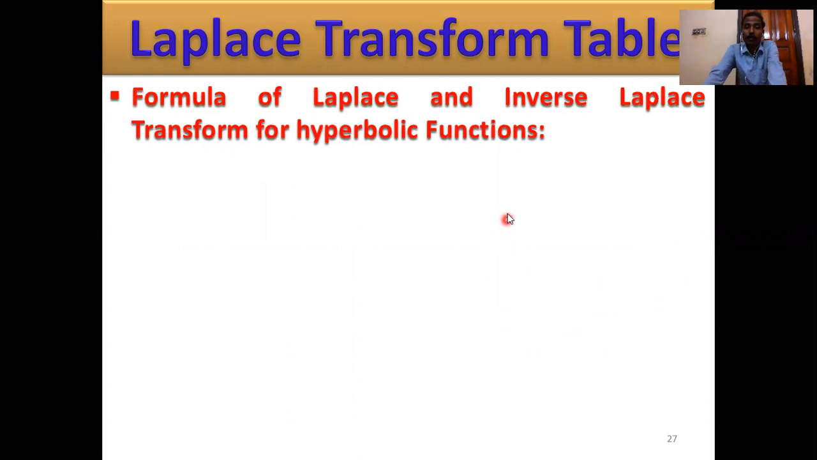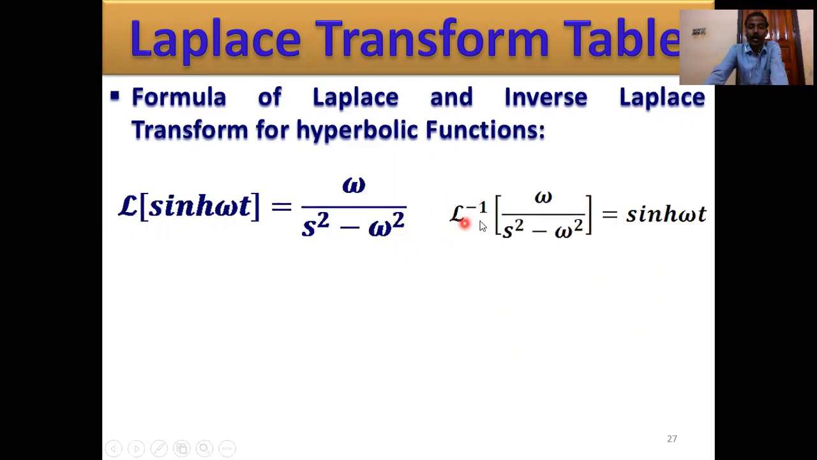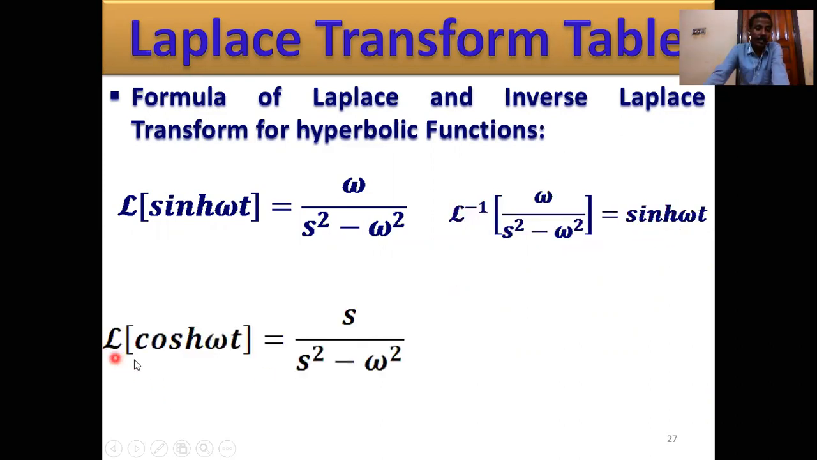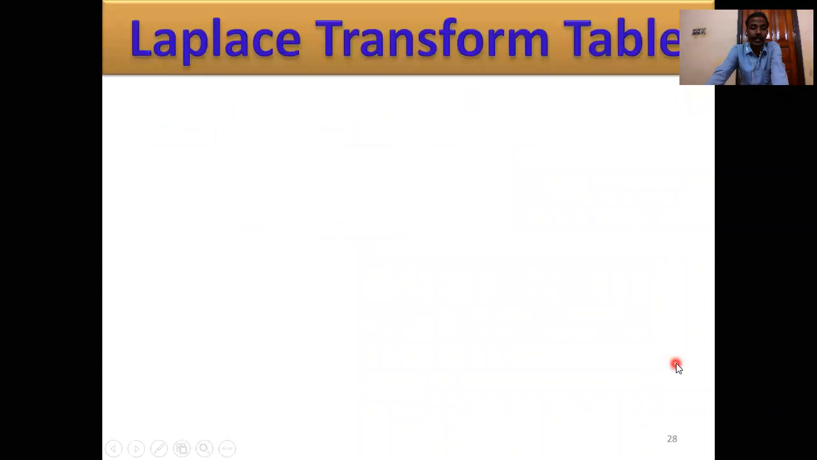Formulas of Laplace and inverse Laplace transform for hyperbolic functions. First formula: Laplace transform of sin h omega t equals omega by s square minus omega square. Then inverse Laplace of omega by s square minus omega square equals sin h omega t. And Laplace transform of cos h omega t equals s by s square minus omega square. Inverse Laplace of s by s square minus omega square equals cos h omega t.